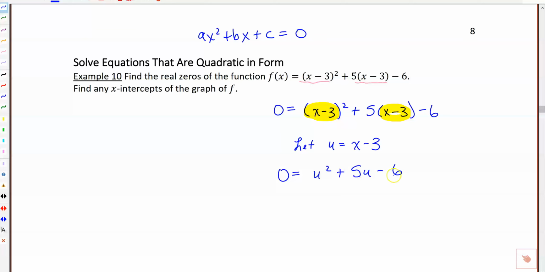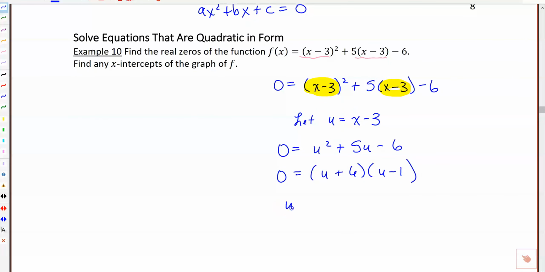Now, this new equation, 0 is equal to u squared plus 5u minus 6, let's go ahead and solve that quadratic. You can use any of the techniques you want. I think this is going to be perfect for factoring because I can easily think of two numbers that multiply to -6 but add to +5: they are +6 and -1. So this thing will then factor into (u plus 6) and (u minus 1). We'll set each factor equal to 0. So if u plus 6 is equal to 0, u is equal to -6. If u minus 1 is equal to 0, then u is equal to 1.